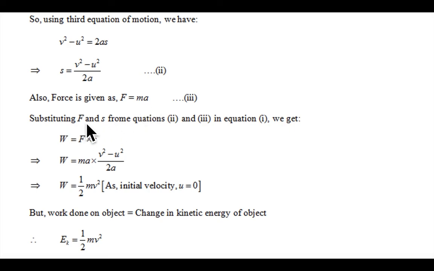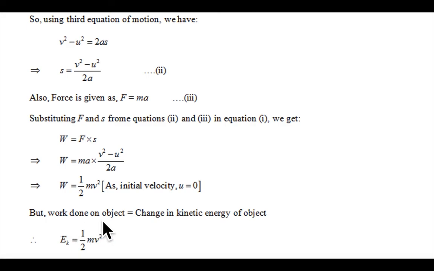Substituting the value of F and S from the second and third equations in the first equation, which is W is equal to F into S. Put the value of F, that is equal to ma. Put the value of S, that is equal to v square minus u square upon 2a. Now a will be cancelled. u is equal to 0 because the object is starting from rest, so initial velocity will be 0. So W is equal to half mv square.